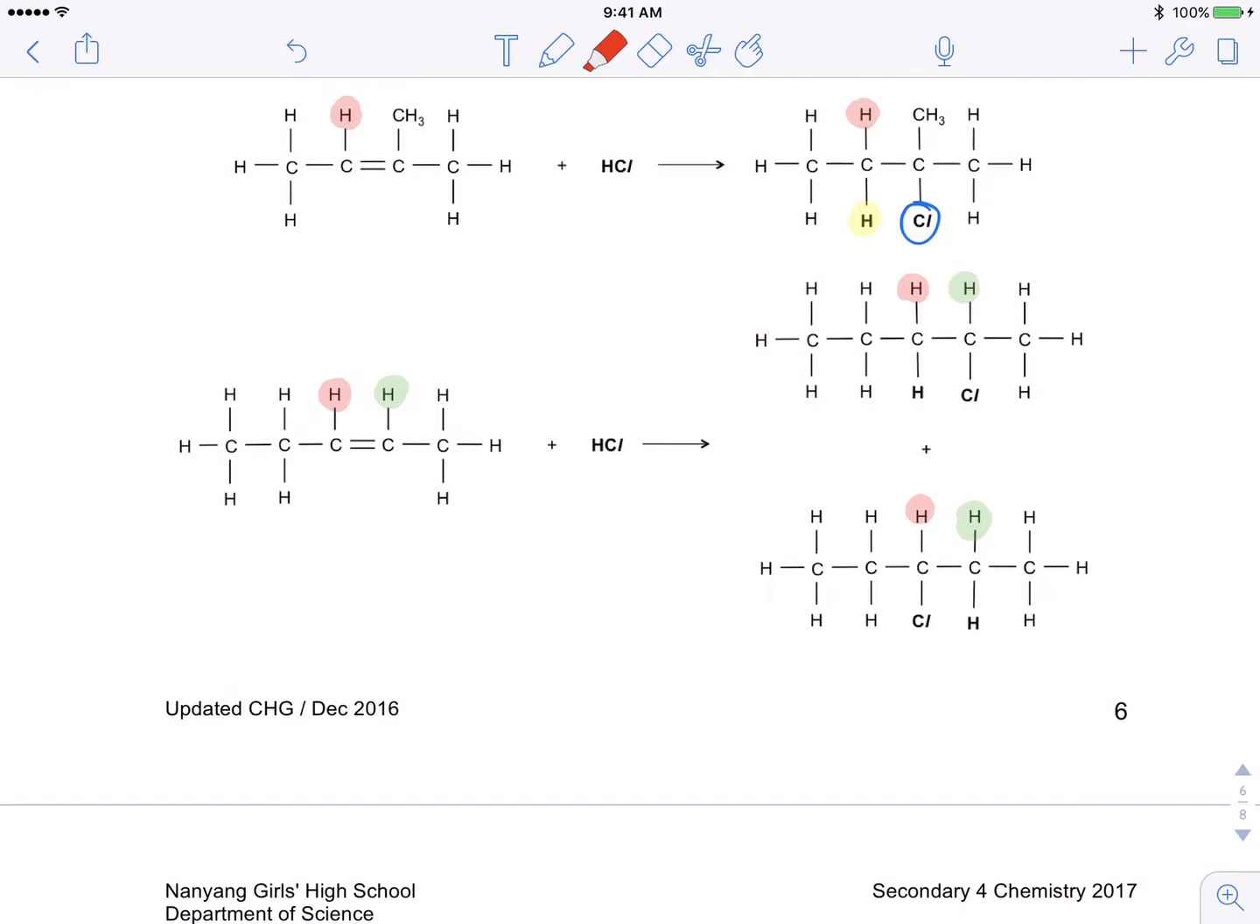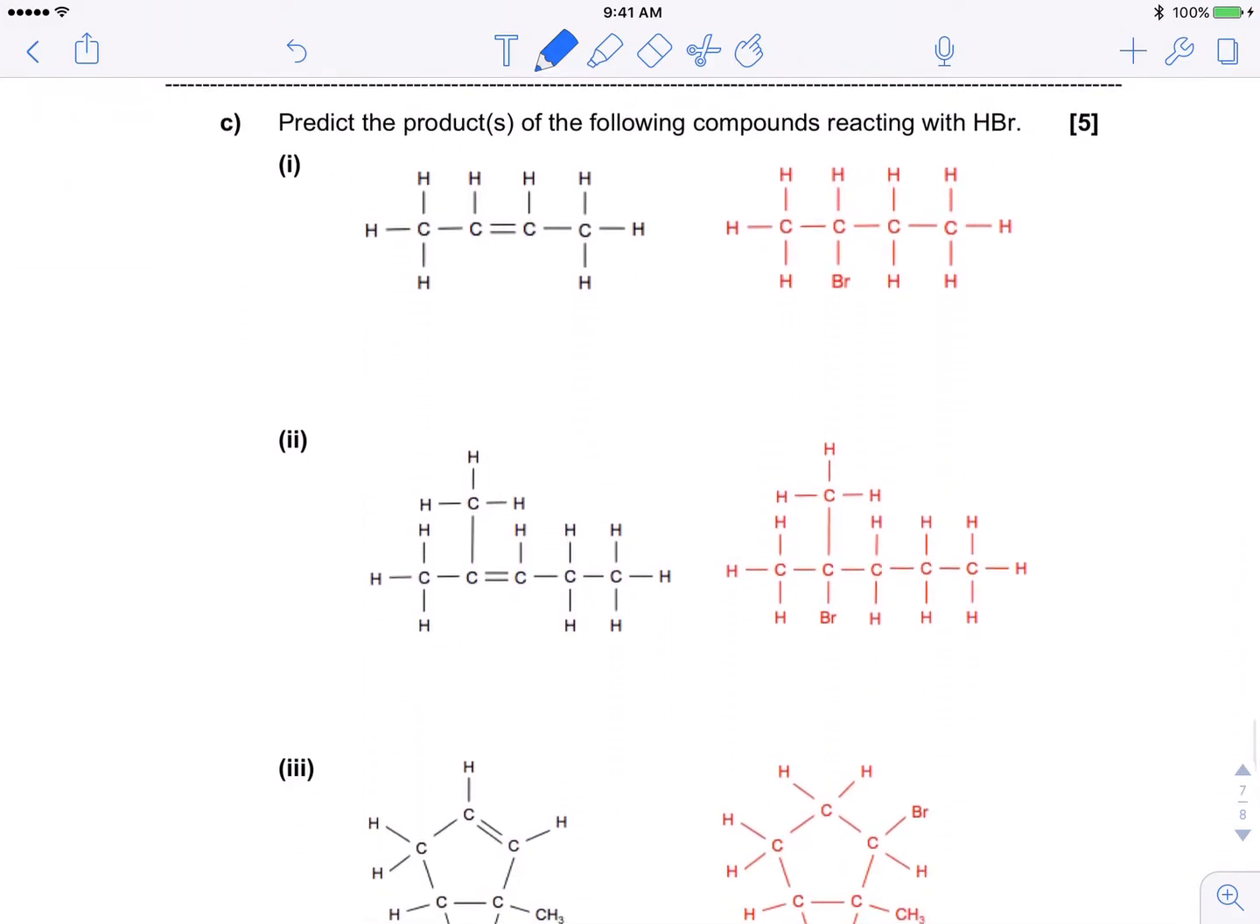Okay, Markovnikov rule wouldn't predict, so both will occur. So we can either have the chlorine here in the second position or the chlorine here in the third position. Okay, so next we need to predict the product of the following compounds reacting with HBr.